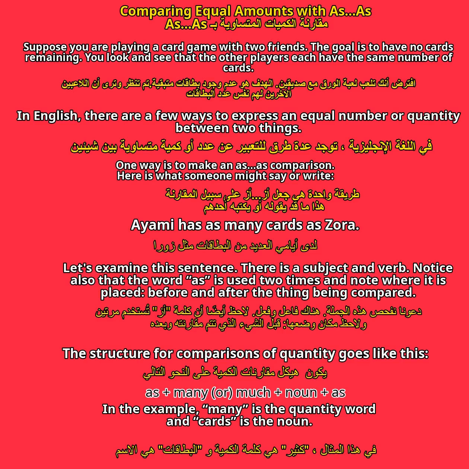thing being compared. The structure for comparisons of quantity goes like this: as plus many or much plus noun plus as. In the example, many is the quantity word and cards is the noun.